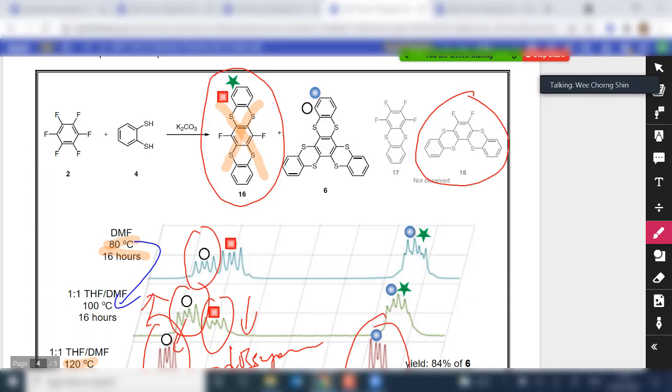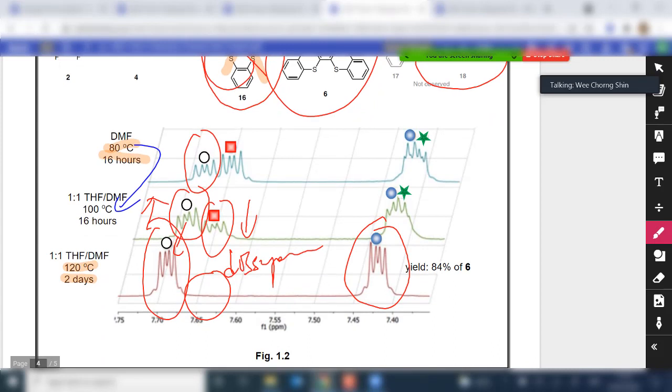Okay, then you will ask, then how to get this? Very simple. This thing can open up, and then the other one can come in. Yeah, so that is the dynamic self-correcting part. That's why in the end I hit, I will get 6. So that's the whole story behind this. Yeah.